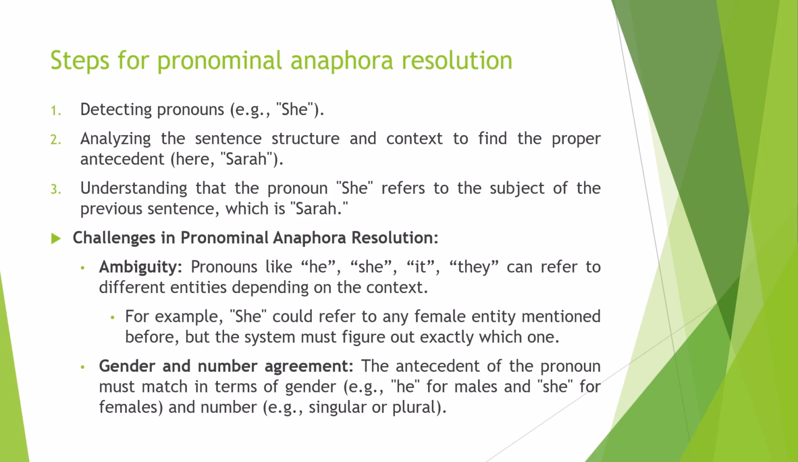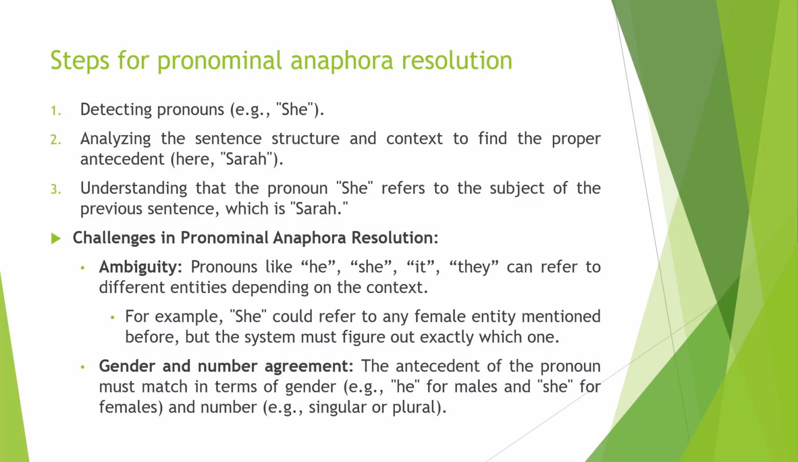This process involves the following steps. The first one is detecting the pronouns: she, it, they, and so on. In this example, we have the pronoun she. The next step is to analyze the sentence structure and context to find the proper antecedent. The word Sarah has a relationship with the pronoun she. The third step is to understand that the pronoun she refers to the subject of the previous sentence, which is Sarah.